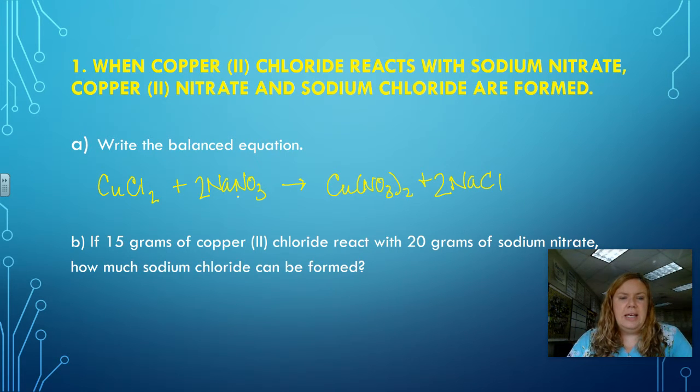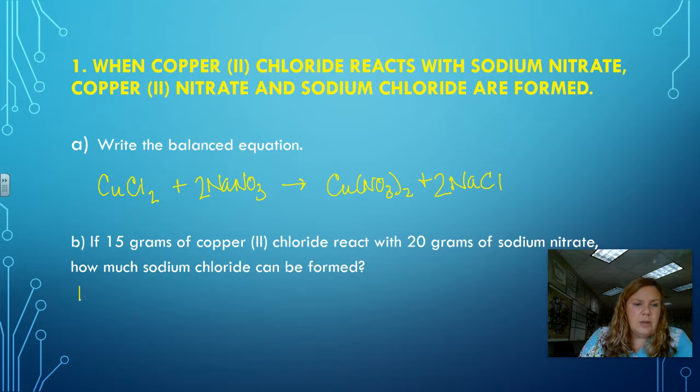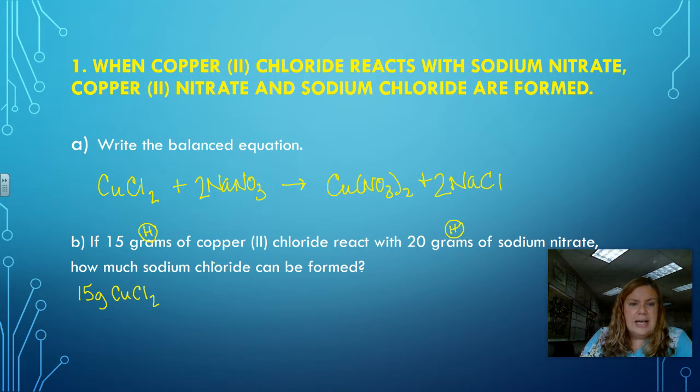So what we want to do is first think about some stoichiometry here. If 15 grams of copper 2 chloride react with 20 grams of sodium nitrate, how much sodium chloride can be formed? This is where we need to look at both of them because we want to see what exactly will be our limiting reagent. So we're going to start with 15 grams of copper 2 chloride as our have for one problem. 20 grams is going to be our have for another. And need is going to be sodium chloride for each of them.